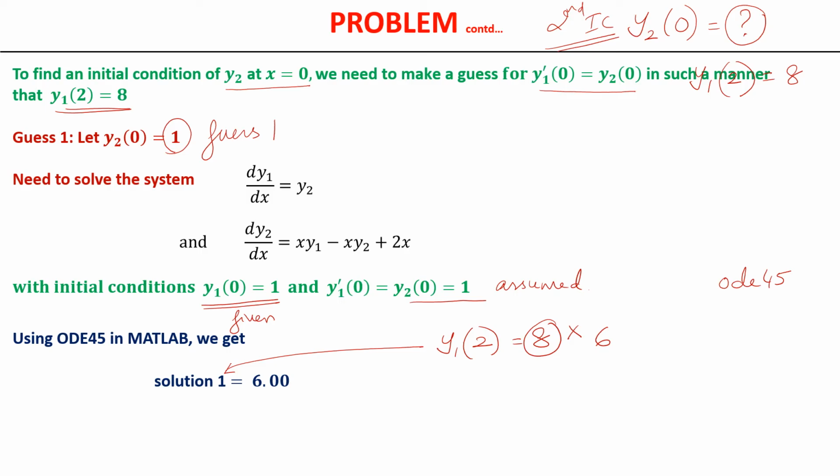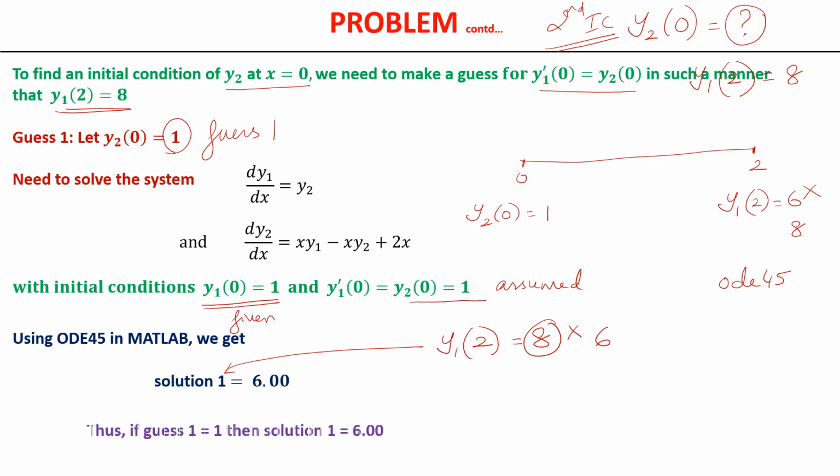So by using my y2 of 0 to be 1, the solution that I am arriving at, at the other end point at 2, is that I am getting the value of y1 at 2 to be 6. But actually it should not be 6. What should it be? It should be 8. And therefore, I get one result, that if guess 1 is 1, then solution 1 is 6. Now let me make the second trial and choose what is my second guess.